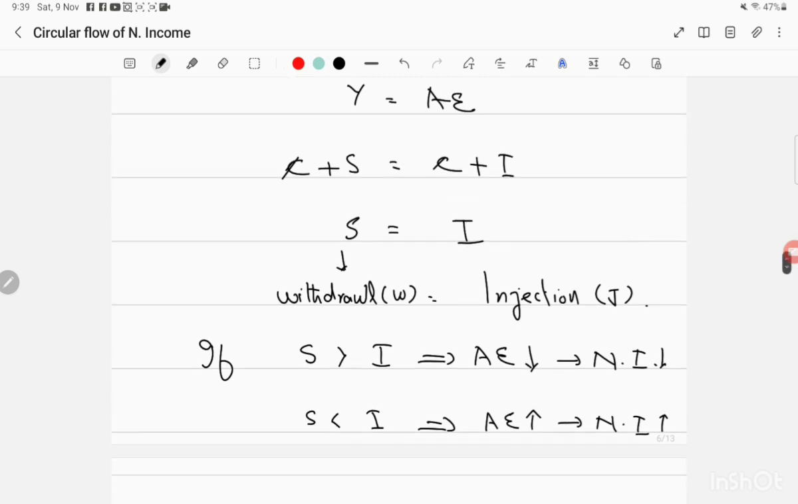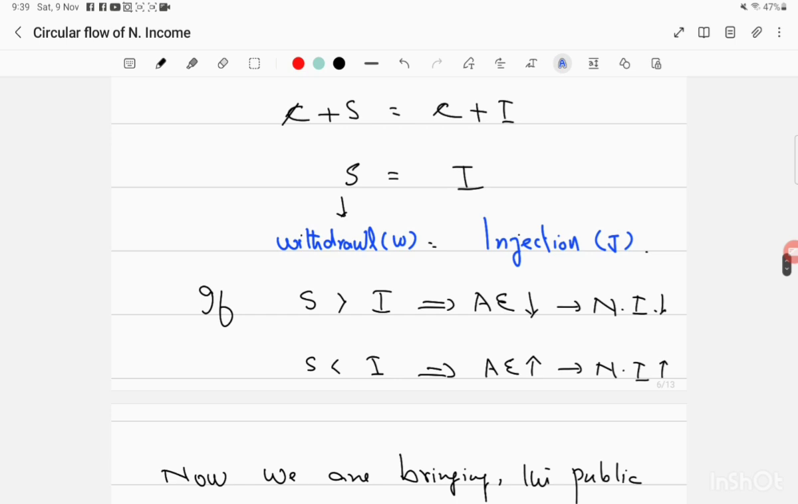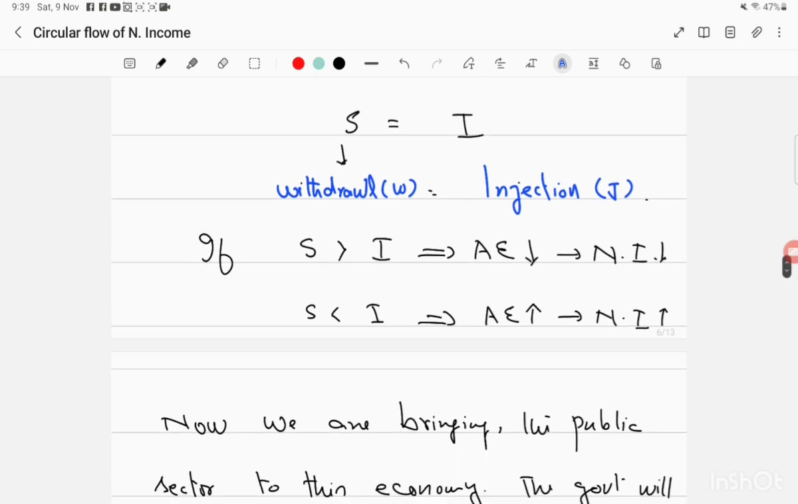So in an economy, when saving is equal to investment, saving means the withdrawal of an economy, and that is equal to the injection. All right. So when saving and investment are equal, we find that national income is in equilibrium. Our statistics are in equilibrium. All expenditures are equal to the income, and we find the national income method, output method and expenditure method will give us the same figure.